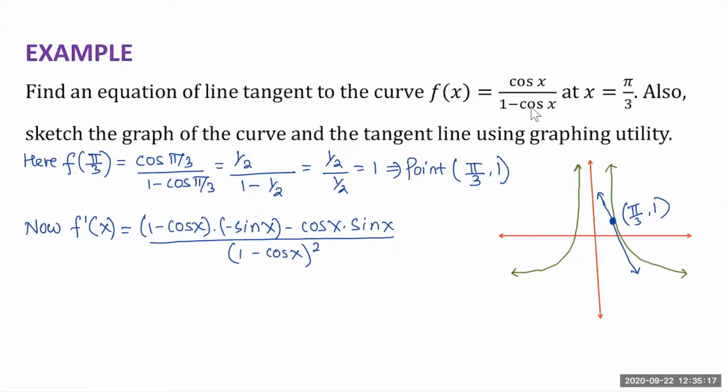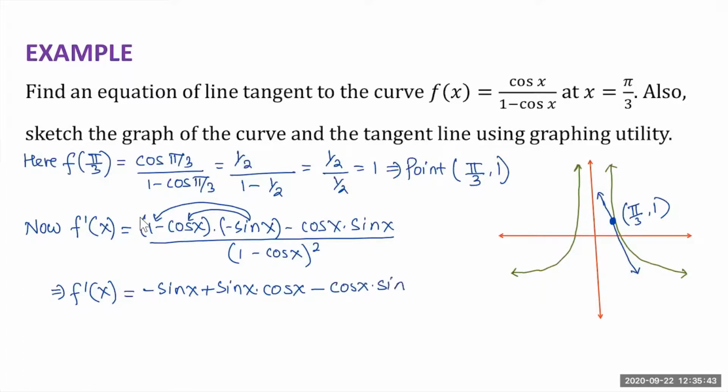Now let me simplify this a little bit. So here, if I distribute this sine x, negative sine x multiplied to 1. Negative sine x multiplied to negative cosine x is positive sine x cosine x, or cosine x sine x, which is the same thing. Then minus, we have cosine x sine x divided by 1 minus cosine x quantity squared.